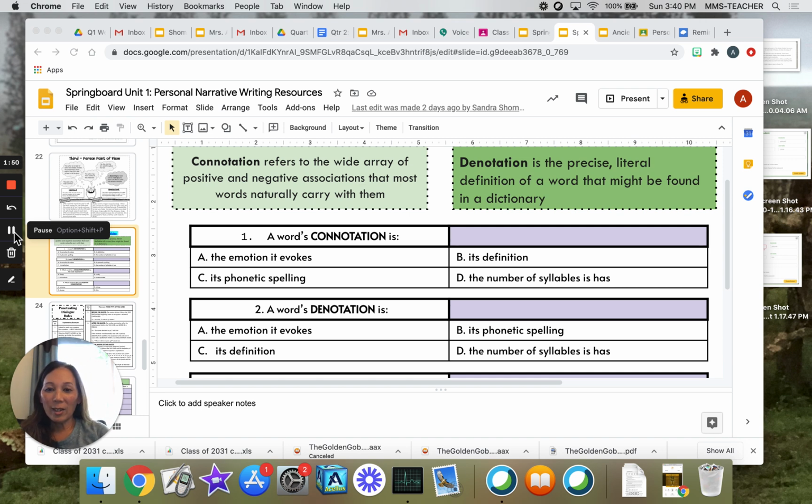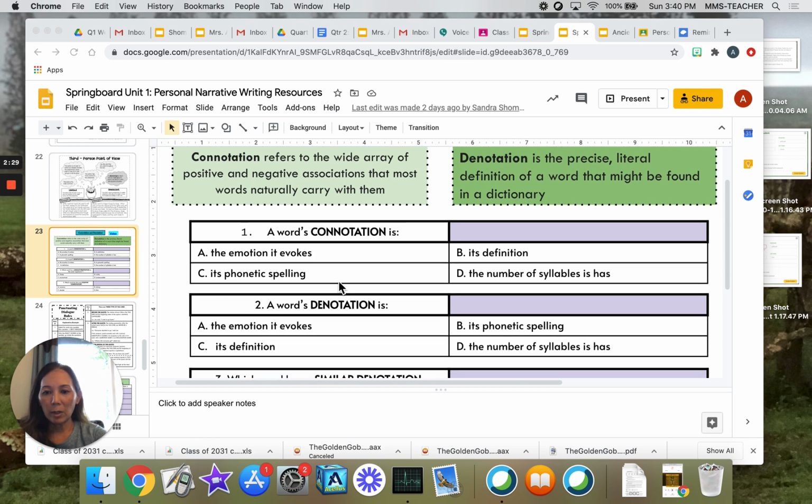Number 1 says, a word's connotation is A, the emotion it evokes, B, its definition, C, its phonetic spelling, or D, the number of syllables it has? Looking at our definition of connotation, we know that it has nothing to do with phonetic spelling or the number of syllables it has. So it has to be either A or B. And by looking at the definition of denotation, which is the literal definition of a word, connotation must be A, the emotion it evokes.